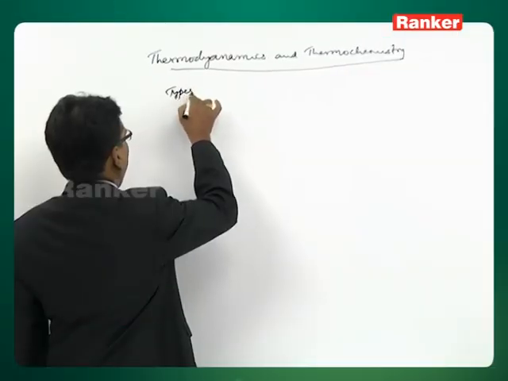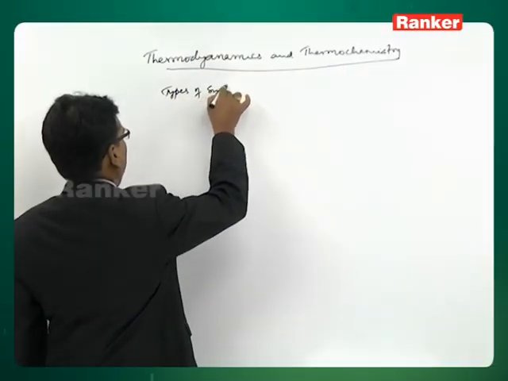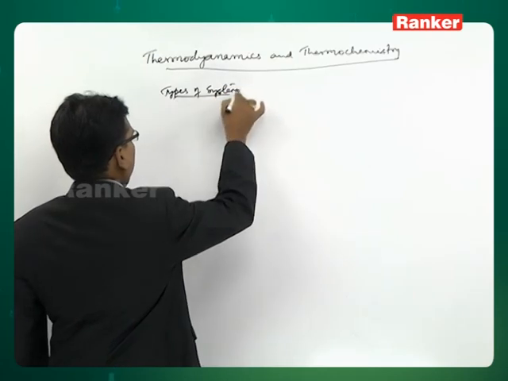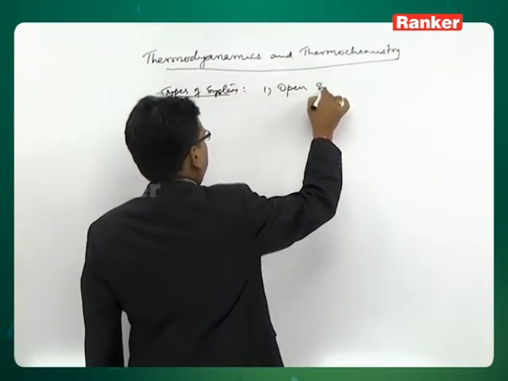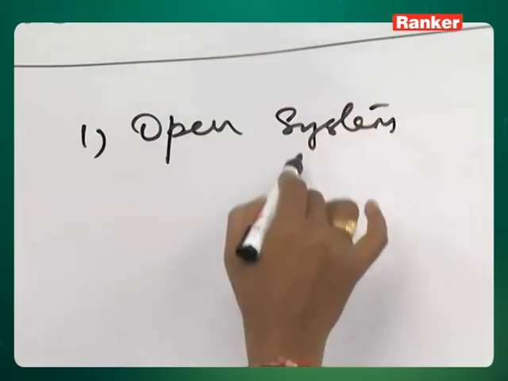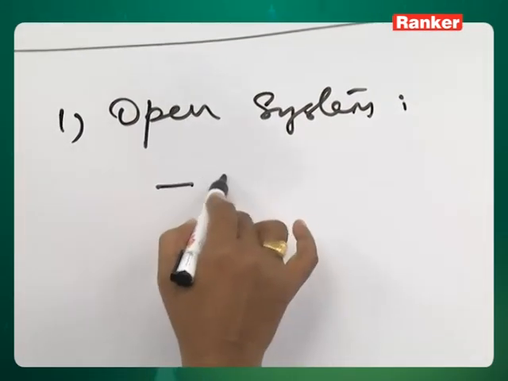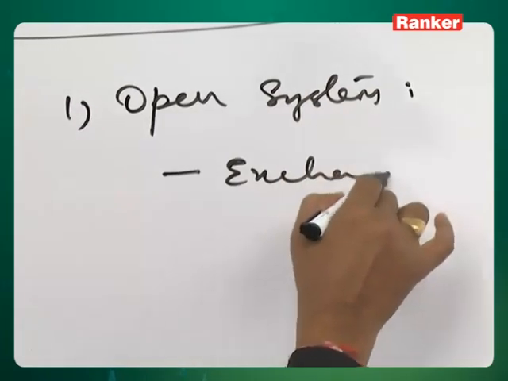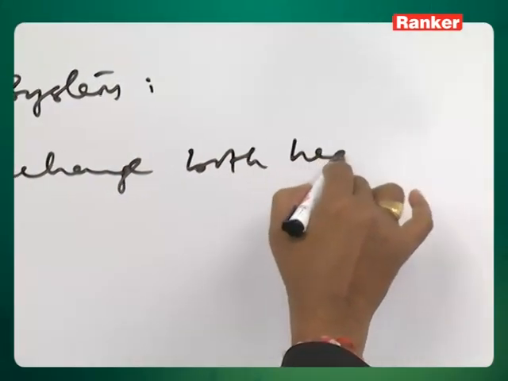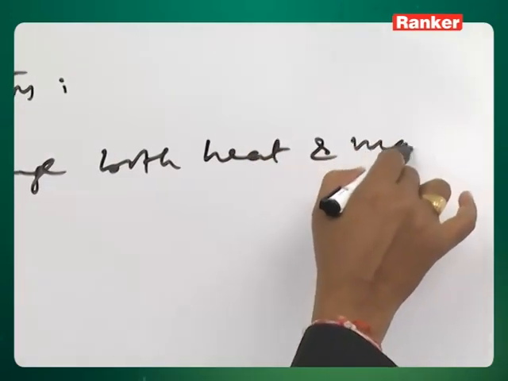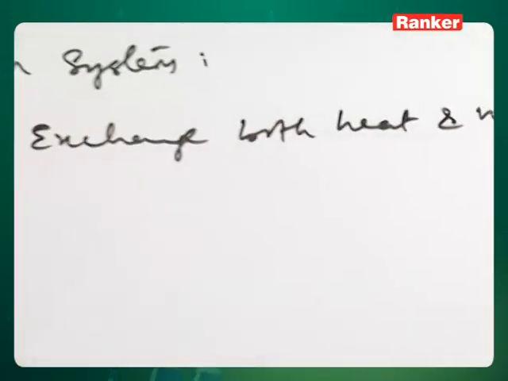So, under types of system, we have studied one: open system. So, open system is the one which exchanges both heat and mass with the surroundings.